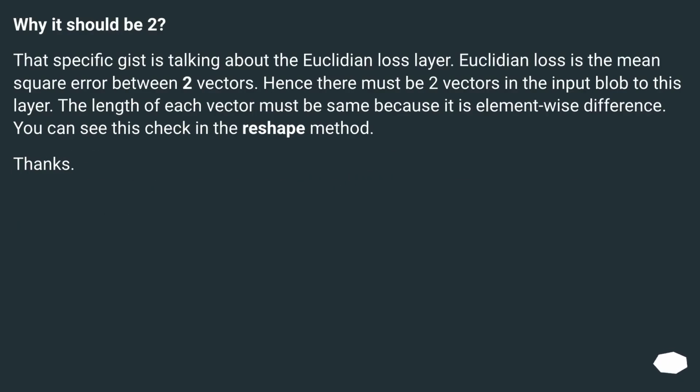Why it should be 2? That specific gist is talking about the Euclidean loss layer. Euclidean loss is the mean square error between 2 vectors. Hence there must be 2 vectors in the input blob to this layer. The length of each vector must be the same because it is an element-wise difference. You can see this check in the reshape method. Thanks.